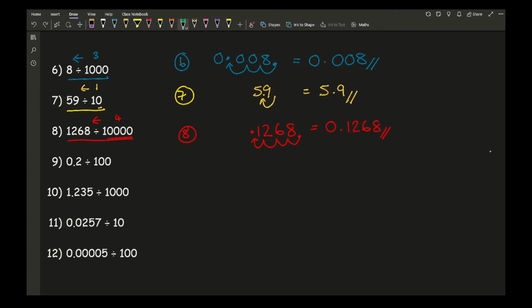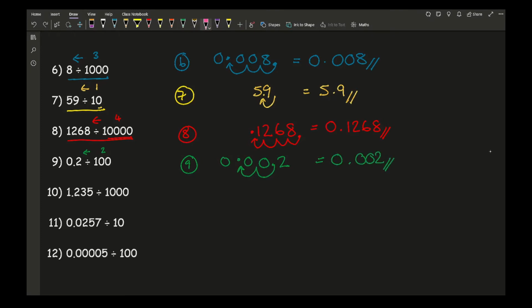And then with question 9, again, moving it to the left by 2 places. Now, with question 9, I've already got a decimal point. So here I'm going to write 0.2. So I'm going to move it 2 places. That's 1, 2. So my decimal point is going to go here, fill in the empty spaces with zeros, and I've got 0.002. And there we go.